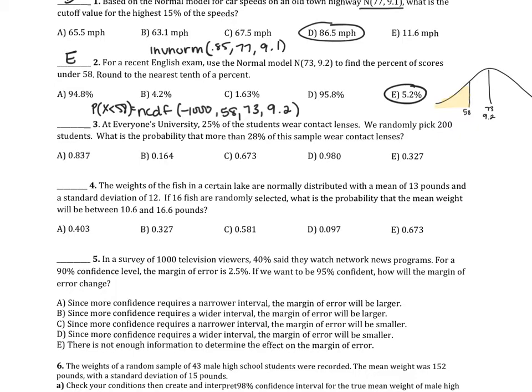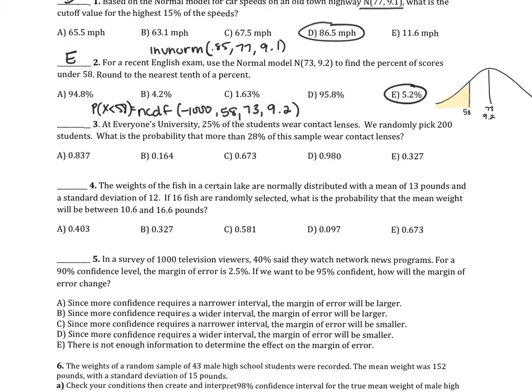All right, 3. At everyone's university, 25% of the students wear contact lenses. We randomly pick 200 students. What is the probability that more than 28% of the sample wear contact lenses? Okay, this is categorical data since we're talking about whether you wear contact lenses or not.